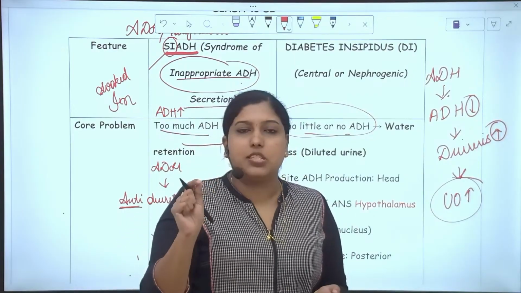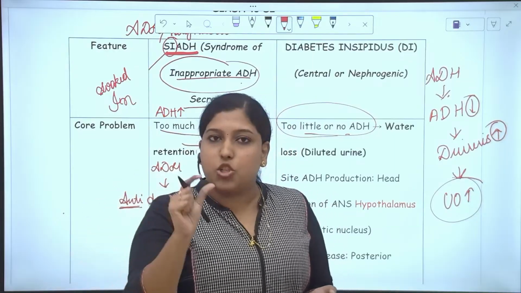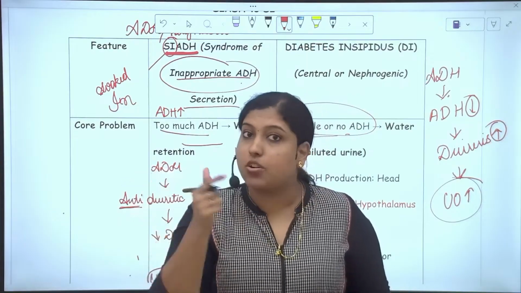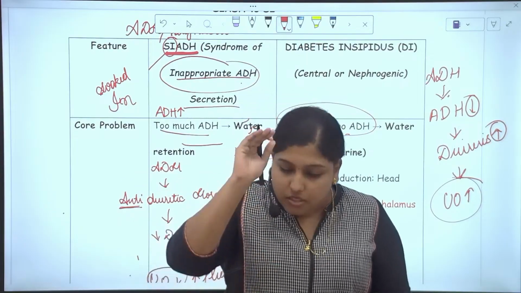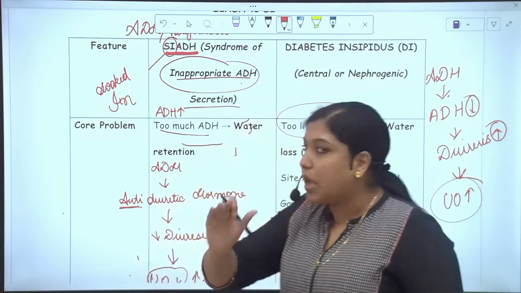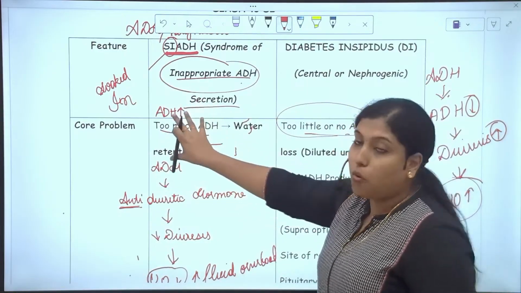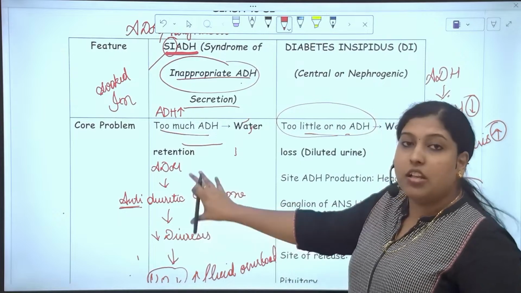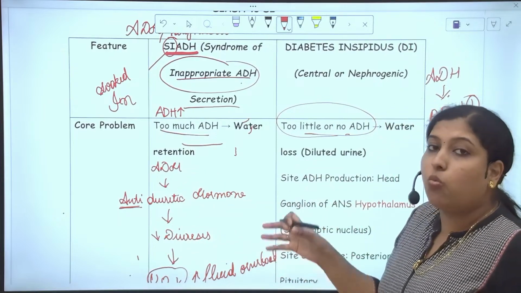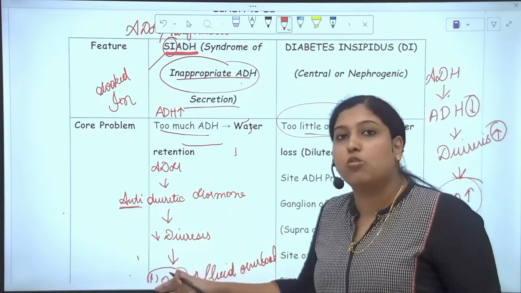So just remember this: anti-diuretic hormone. A diuretic hormone will promote diuresis, whereas anti-diuretic hormone will de-promote the diuresis. It will reduce the diuresis effect. On the same thinking, if there is more ADH, what will happen? There will be less diuresis, which means water will keep on being retained inside the body.